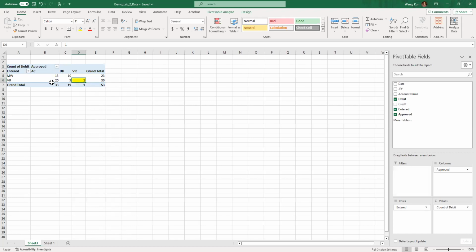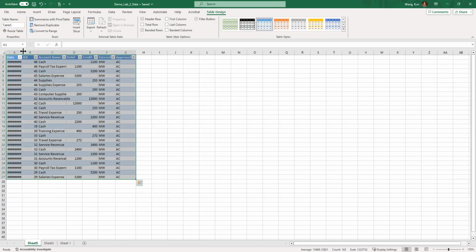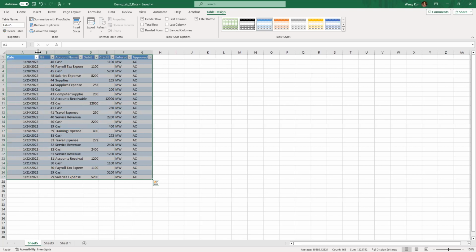So I'm going back to, and again, if you want to see these 13 transactions with this combination of entered and approved, we can double click for those transactions, using different days. So diagnostic, lab 2 is a very simple case of how to use the pivot table to perform diagnostic analysis.